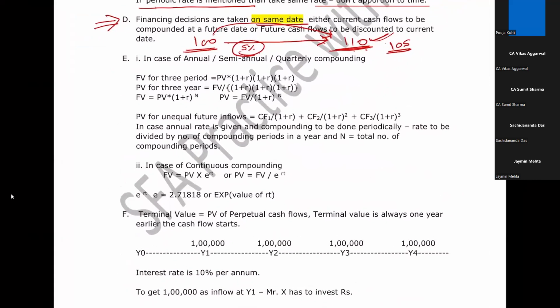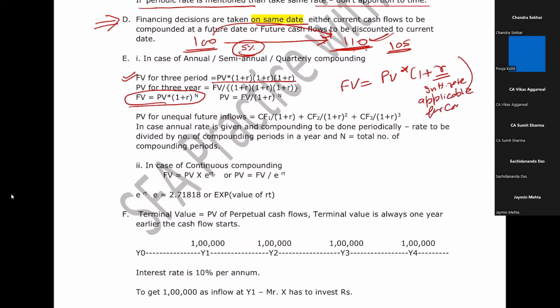For annual, semi-annual or quarterly compounding, this is the formula for the future value. If it is a 2-year or 3-year period, then the formula becomes FV, future value, is equal to present value multiplied by 1 plus the interest rate applicable for the compounding period, power n. N is the number of compounding periods.